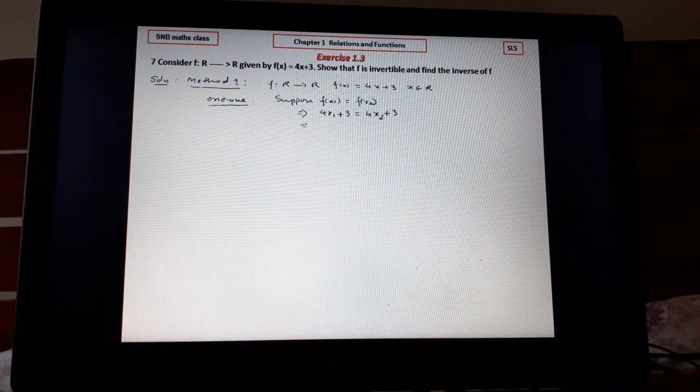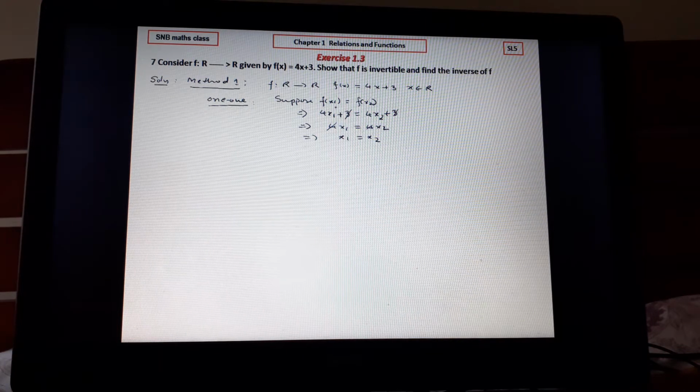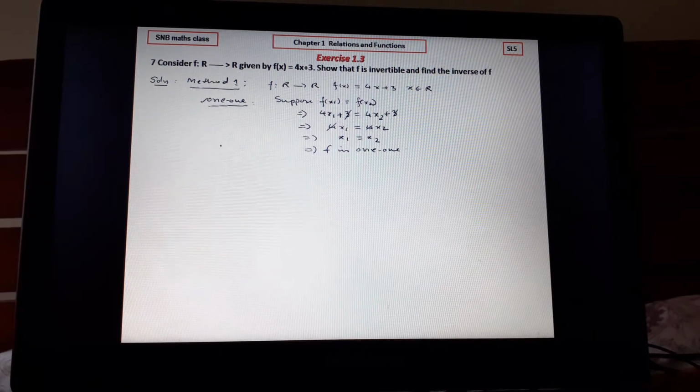So this implies you can cancel 3 and 3, so 4x1 equal to 4x2. Once again cancelling 4, you get x1 equal to x2. Thus, f of x1 equal to f of x2 implies x1 equal to x2. So, by definition, f is 1-1. So the first one is proved.